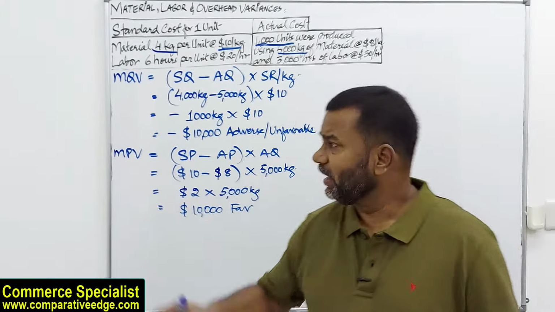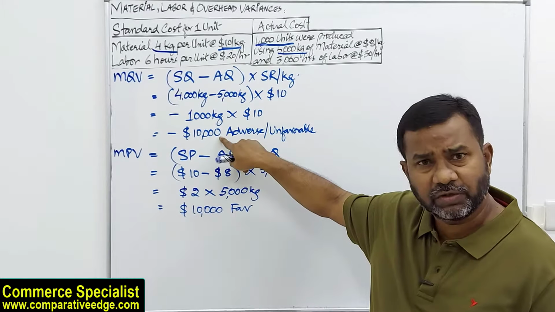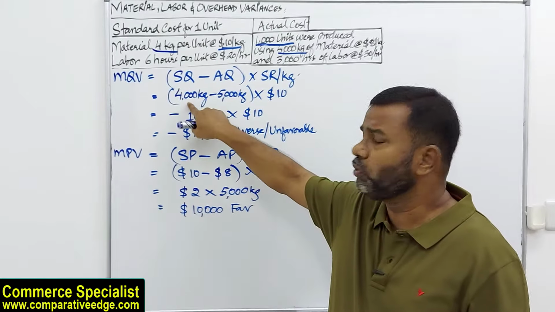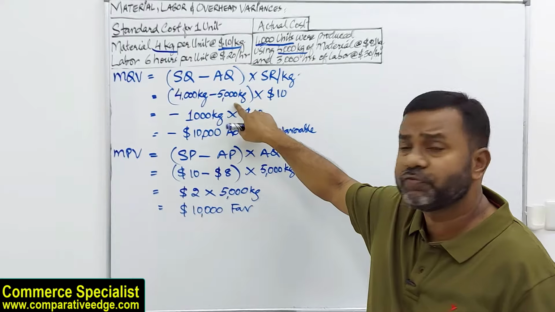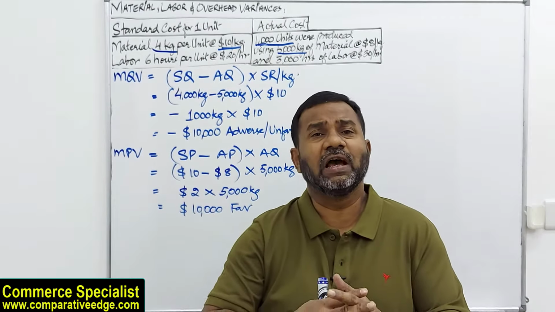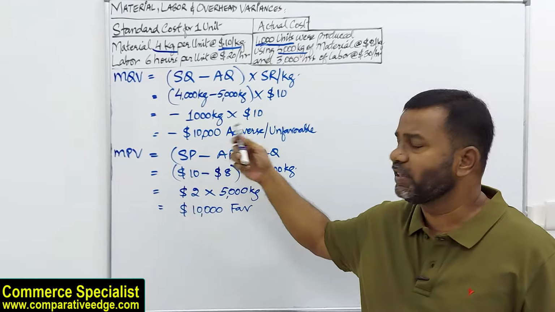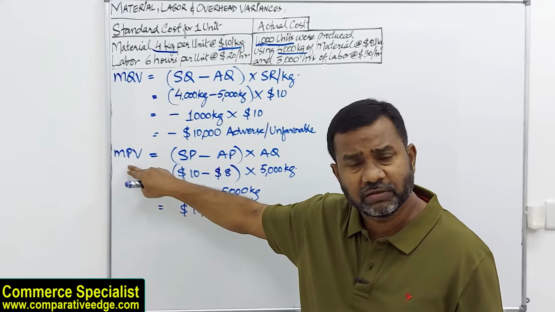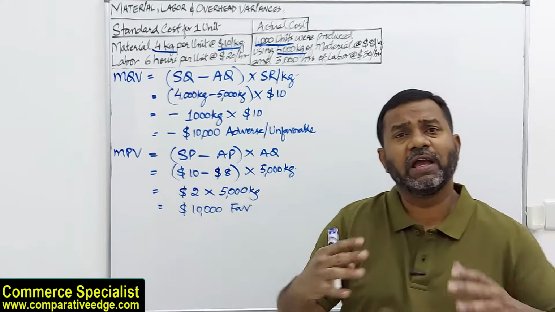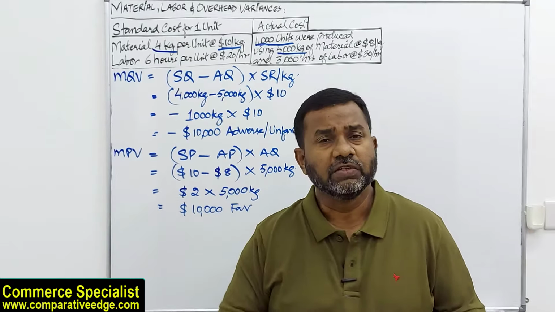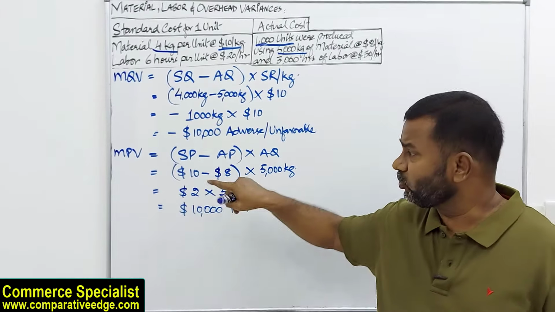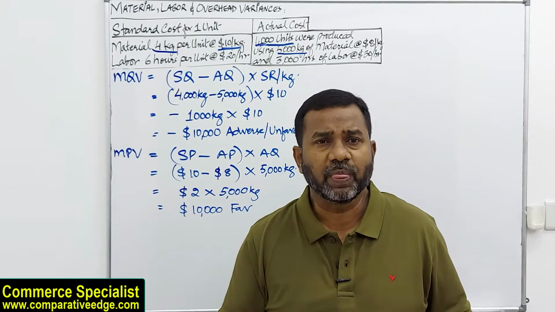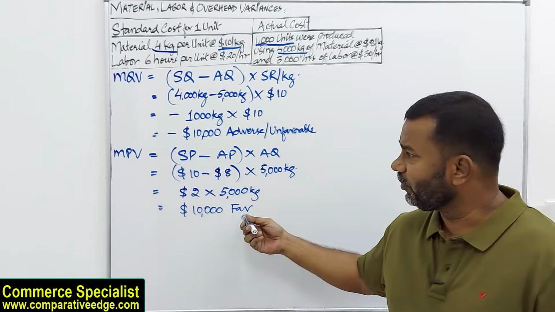So what is happening here? In material quantity variance, you're making a loss of 10,000. You have an adverse variance, unfavorable variance. Why is it unfavorable? Because you were allowed to use 4,000 kilograms, but you used 5,000. Because you used more than the allowed quantity, you ended up making a loss of $10,000 in terms of money. But when we look at material price variance, standard price for material, if you buy, was $10. Actual price was just $8. That means we saved. If we saved, that means there is a profit. You can take it as a gain. That's why we have a favorable variance.